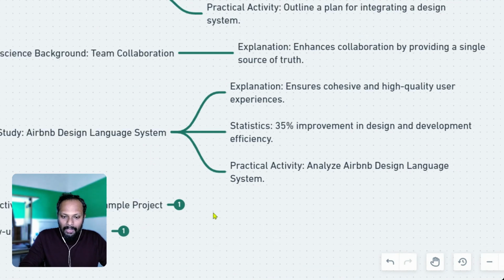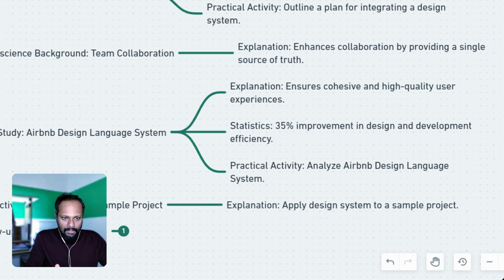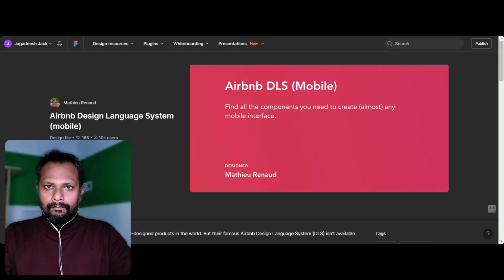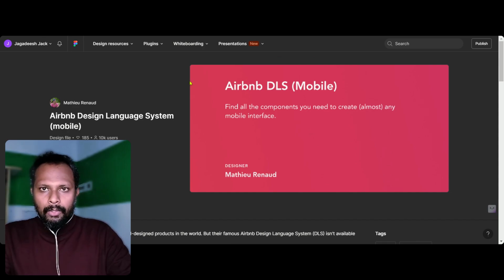You're also going to analyze the Airbnb design system language. In your case, you could take your project and do it in real time. So let me make it clear for you. This is how the Figma screen will look when you open this particular Airbnb design system. You will see there is an option to open in Figma. All these resources can be easily downloaded and you can use them in your Figma file as well.